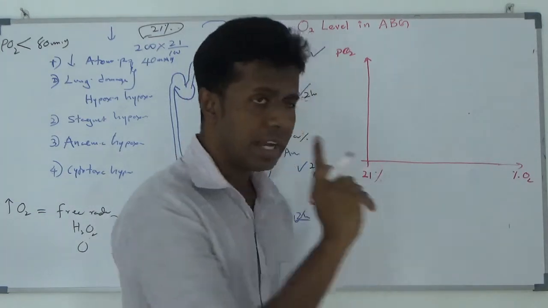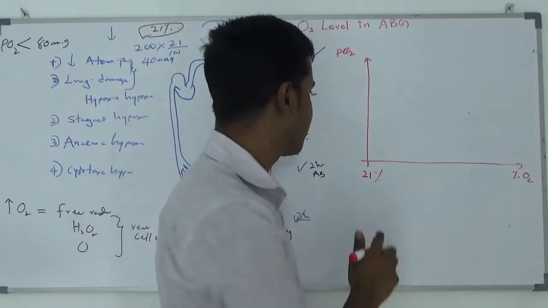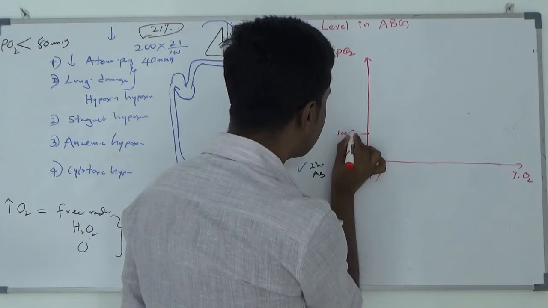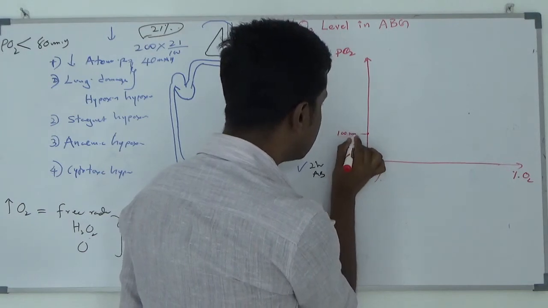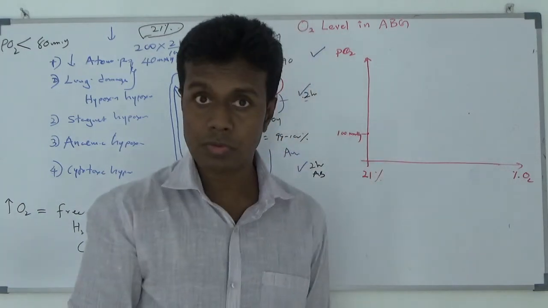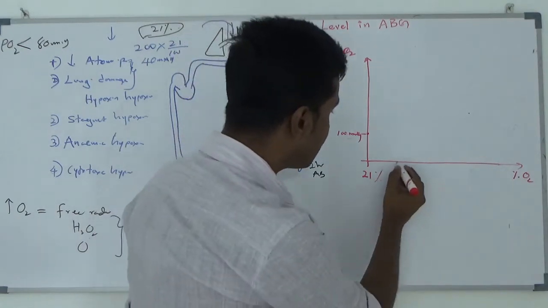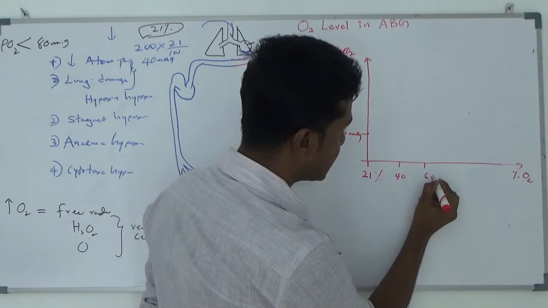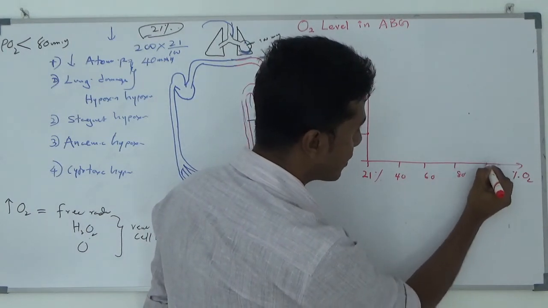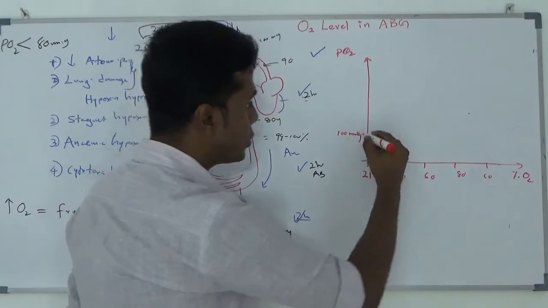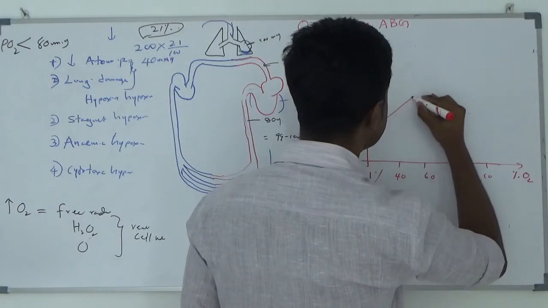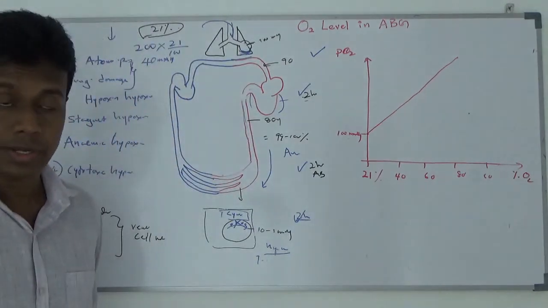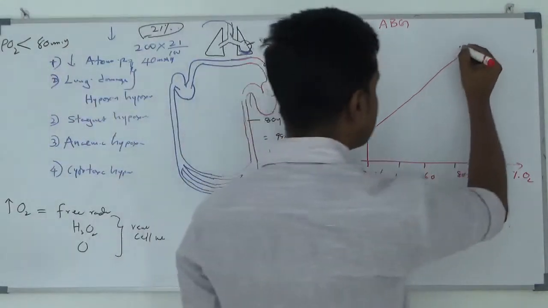If I take healthy young adult with 0 shunt, his blood should be containing approximately 100 mm mercury partial pressure of oxygen. When I increase it gradually, 21, 40, 60, 80, 100, it gradually increases. This is patient with 0 shunt.